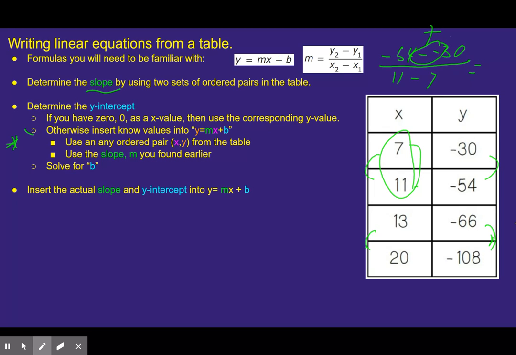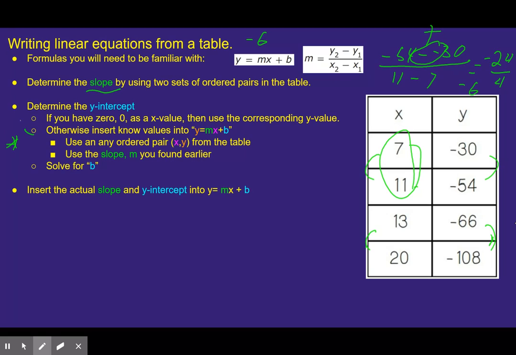Negative 54 plus 30 is a negative 24. 11 minus 7, well, that's a positive 4. So negative 24 divided by 4, well, that gives you a slope of 6. Actually, negative 6. So there you go. Negative 6 is your slope.